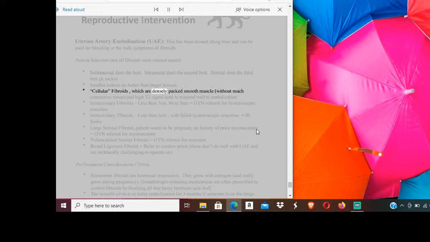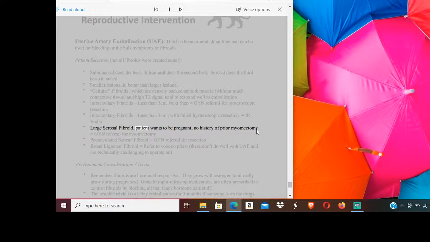Cellular fibroids, which are densely packed smooth muscle, without much connective tissue, and high T2 signal, tend to respond well to embolization. Intracavitary fibroids, less than 3 centimeters: next step equals GYN referral for hysteroscopic resection. Intracavitary fibroids, less than 3 centimeters, with failed hysteroscopic resection equals IR embo.